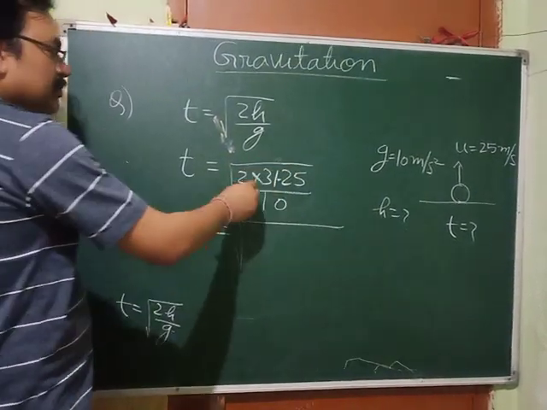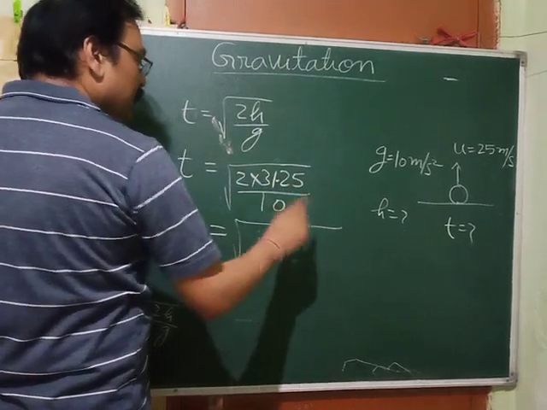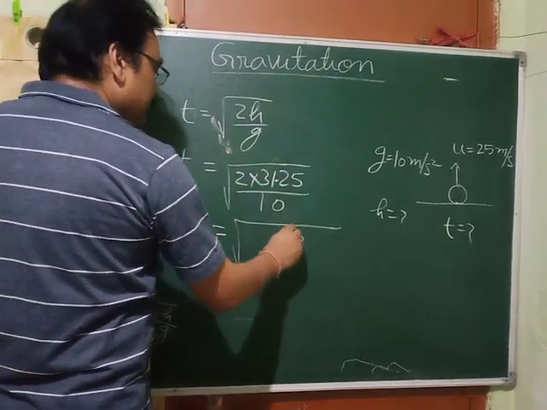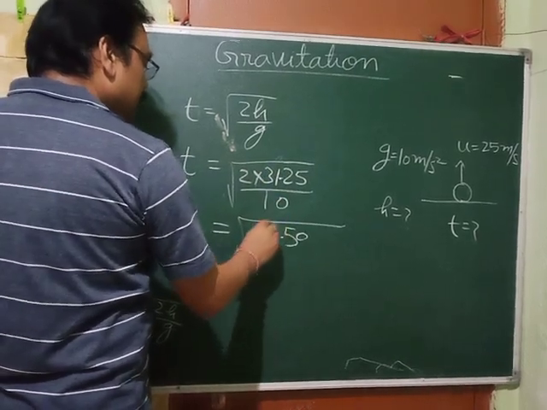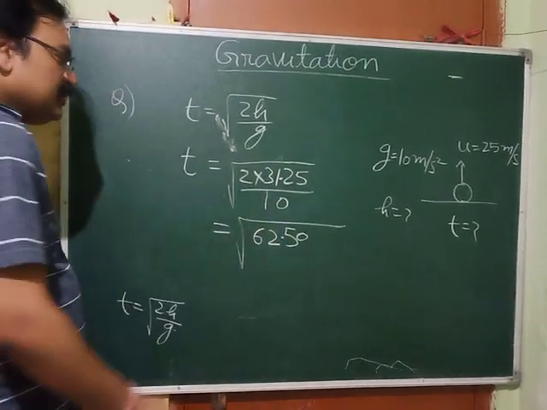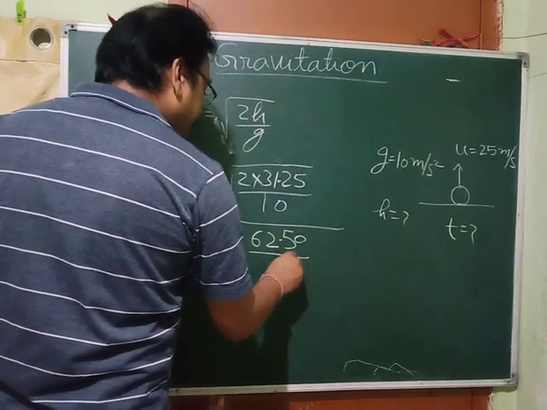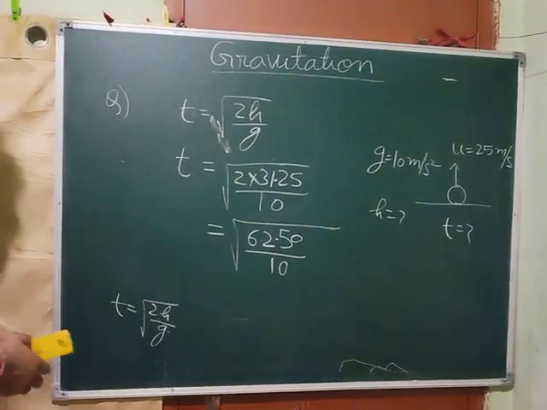31.25 into 2. So 2 5 is 10, 0. 1, 2 2 is 4, 1, 5. Decimal. 2 1 is 2. 2 3 is 6. 62.50 by 10. Okay.